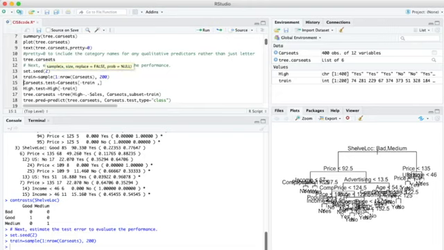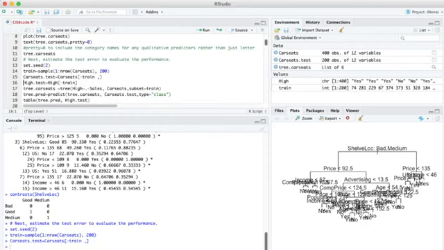The next line is where I create a training data set, and here I use the sample function. The sample is from 1 to the number of rows of the Carseats, which means the numbers from 1 to 400. I want to make a random sample of 200. So here we have 50% of the data belonging to the training data set, and the remaining will belong to the test data set.